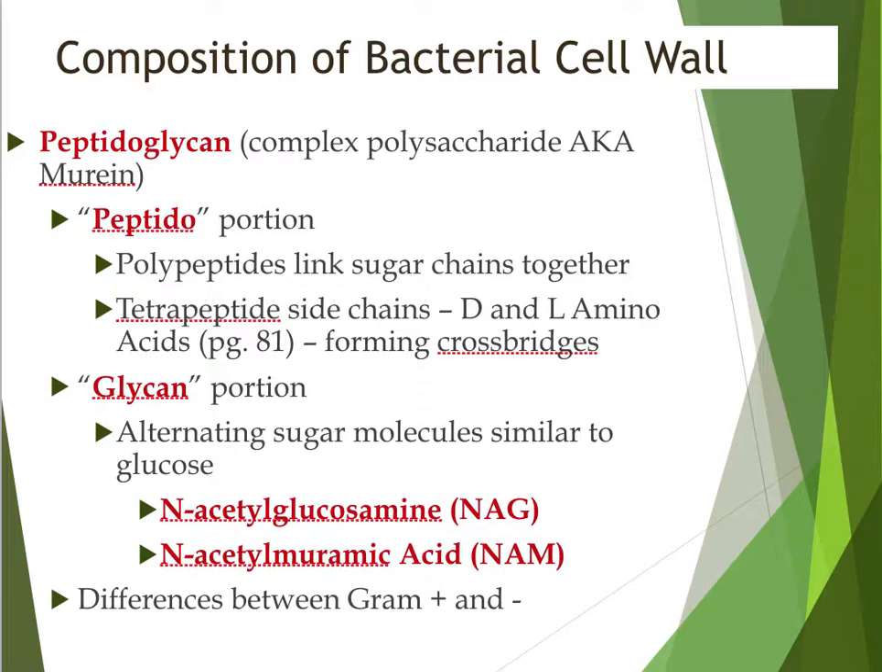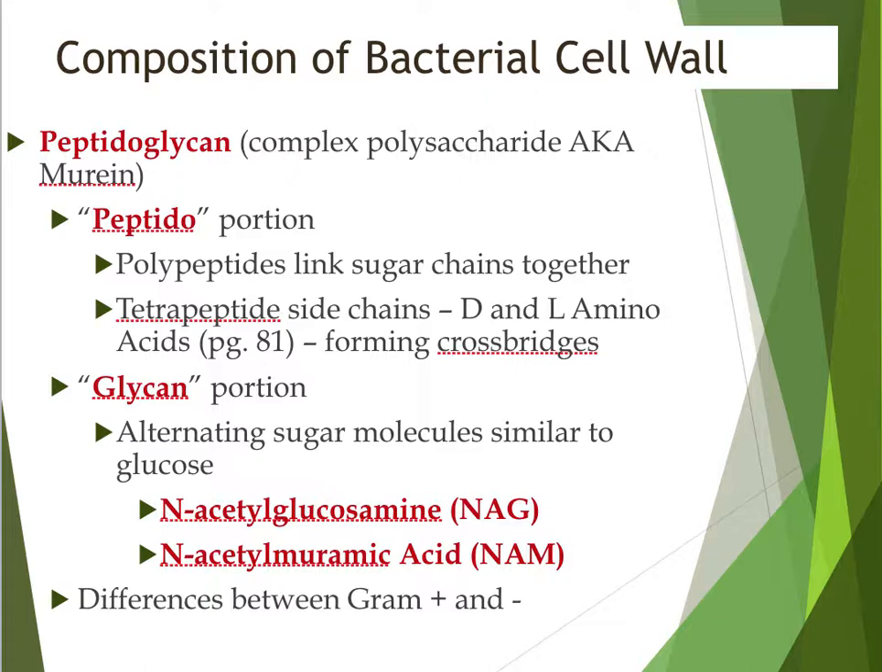In the peptido portion, we have tetrapeptide side chains. Tetra again meaning 4, so there would be 4 peptide side chains that form something called a cross bridge. The reason you want to be familiar with a cross bridge is that some of the antibiotics are going to attack the ability of the bacterium to form those cross bridges and therefore form a good solid cell wall. And that's how the antibiotics work, by disrupting that so that the organism cannot make a good cell wall and thus is able to be killed.